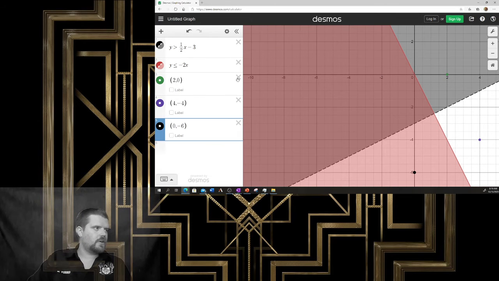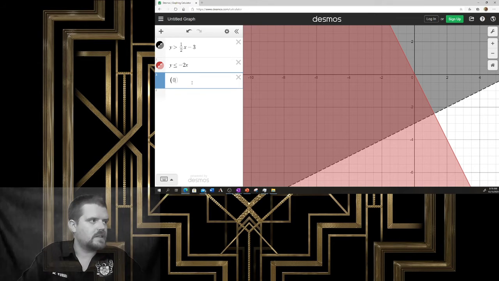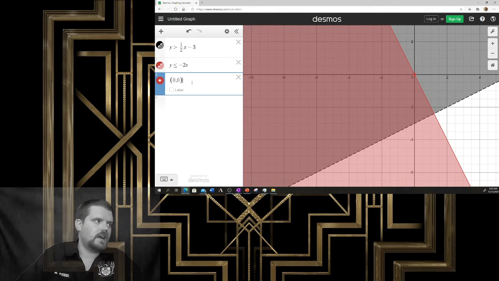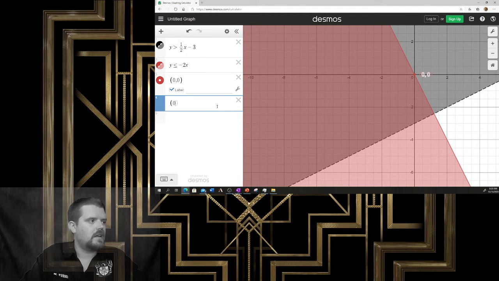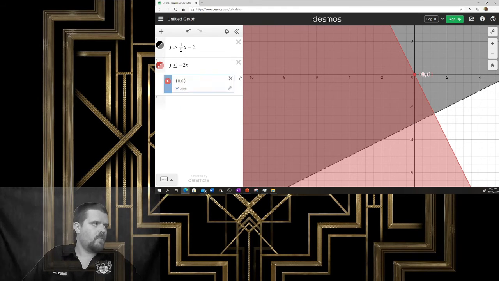Again, I could throw you a curve. I could ask you specifically if a point is a solution or not. So for instance, 0, 0. It's on a borderline, but it's a solid borderline, so that point is good. So yes, that would be a solution. As opposed to, let's say, 0, negative 3. That's on a borderline, but it's on a dotted borderline, therefore it's not a solution. So most of the time, that's what your problems are going to look like.